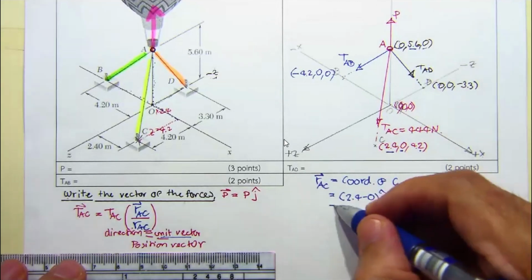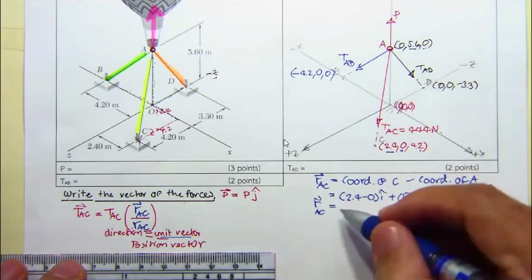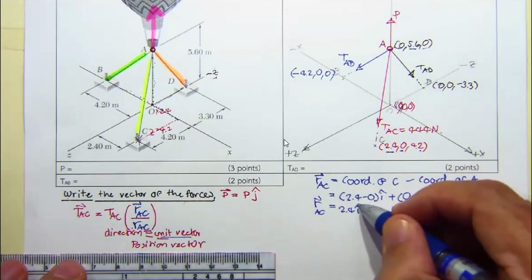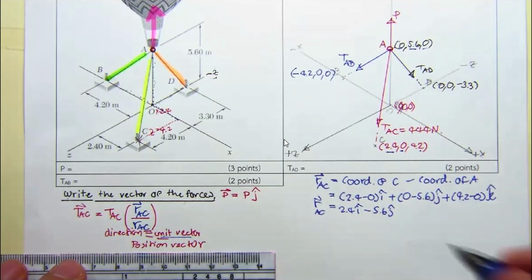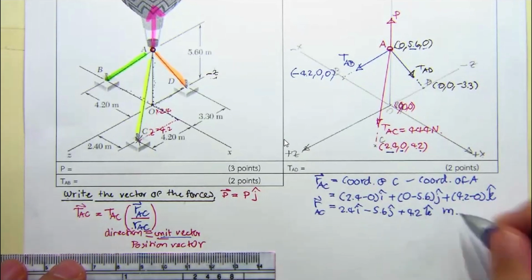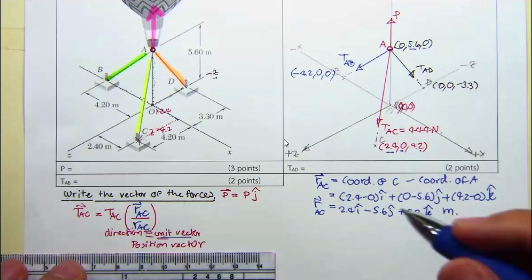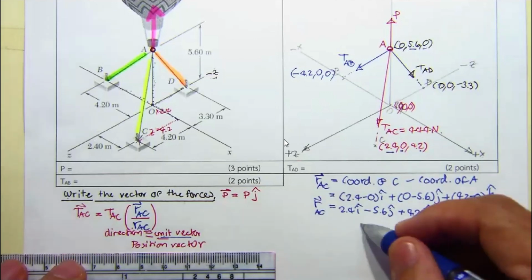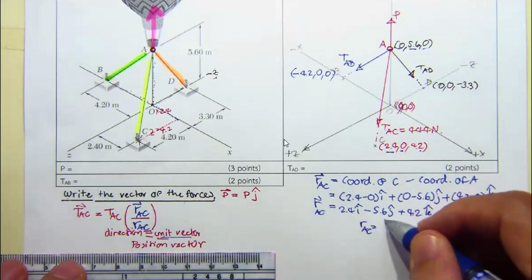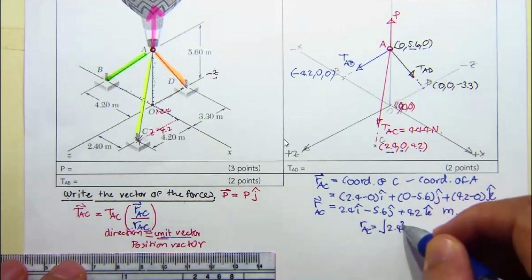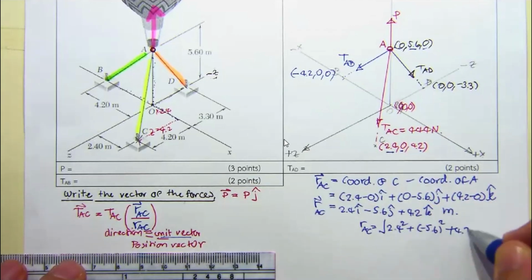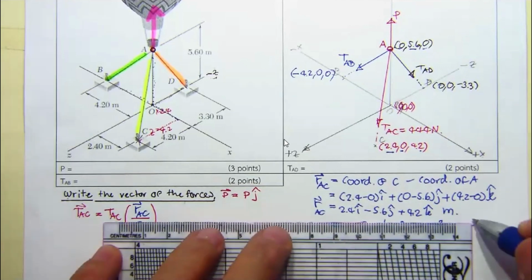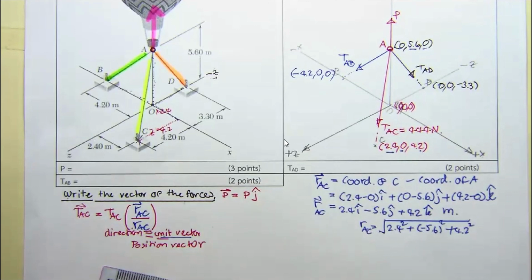Now, you have the position vector r sub AC equal to 2.4 i minus 5.6 j plus 4.2 k, in units of meters, and then the magnitude of it. What is the magnitude? The magnitude of r sub AC is going to be the square root of 2.4 squared plus 5.6 squared plus 4.2 squared. Just put everything together. What did you get?